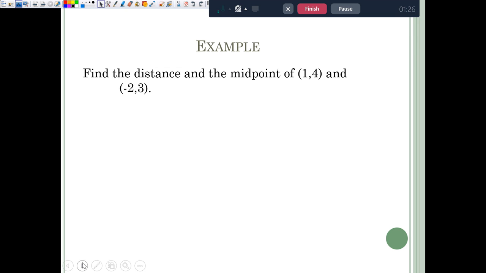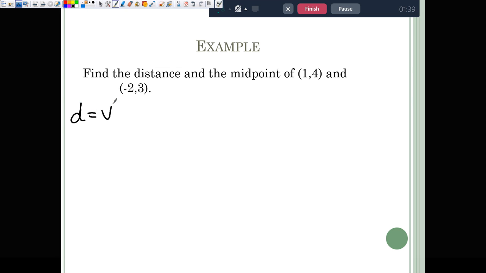Okay. So find the distance and midpoint of the ordered pairs (1, 4) and (-2, 3). So we're going to use our distance formula. So distance equals the square root. Okay, so we're going to take x2, so that's going to be -2. Then we're going to subtract x1, which is 1. And then we're going to square it. We're going to add y2, 3, minus 4, y1, squared. Okay?